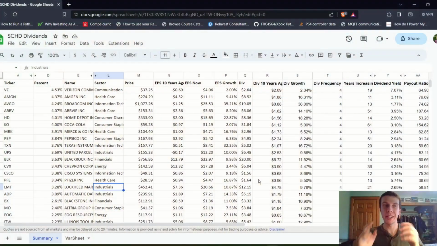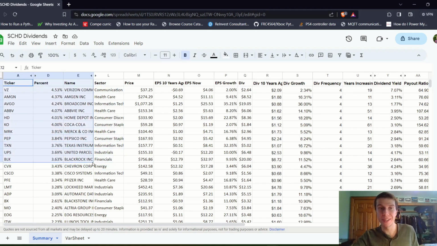So as always, I did create a spreadsheet to gather and showcase all the data. So let's hop into that spreadsheet right now. And essentially what I did is I just downloaded some of the data from SCHD's website on their holdings. So I got the ticker symbol, percentage of the fund, name of the company, and sector from SCHD's website. And then I gathered the rest of this data on my own.